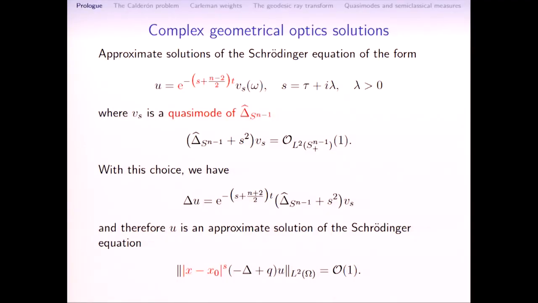And then I have a complex parameter which measures the frequency. What is important is that you have to think that these are exponentially increasing or decreasing functions, depending on the sign I put here. And the tau parameter is going to be large. And lambda is another parameter which is useful.